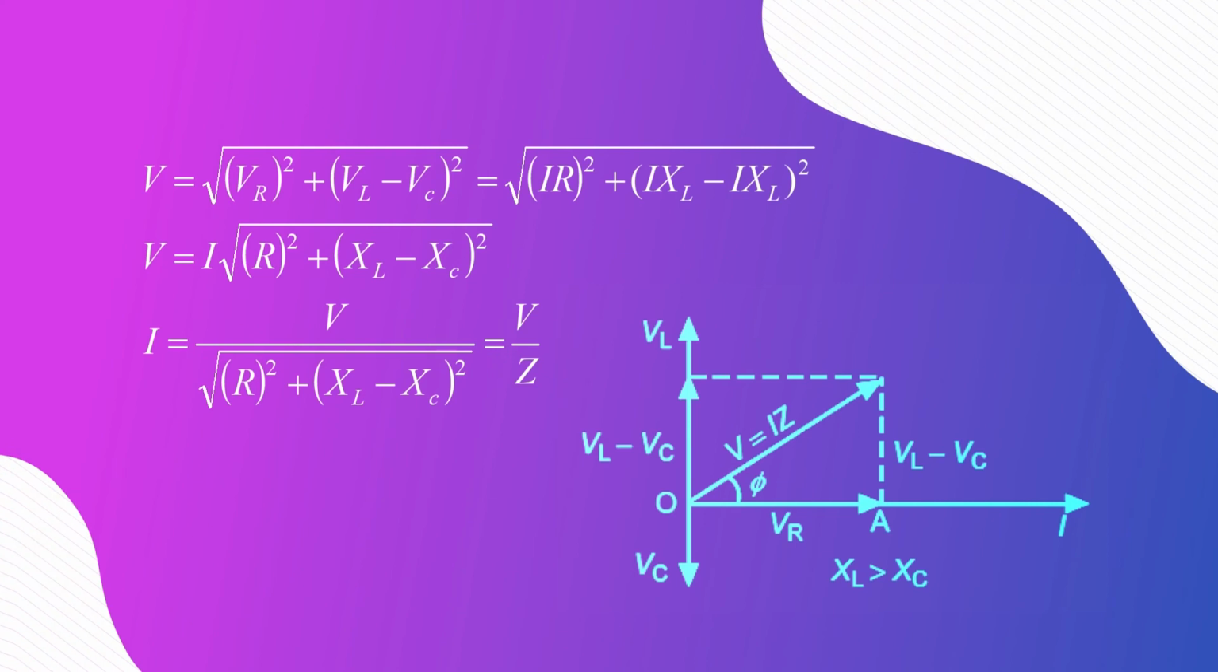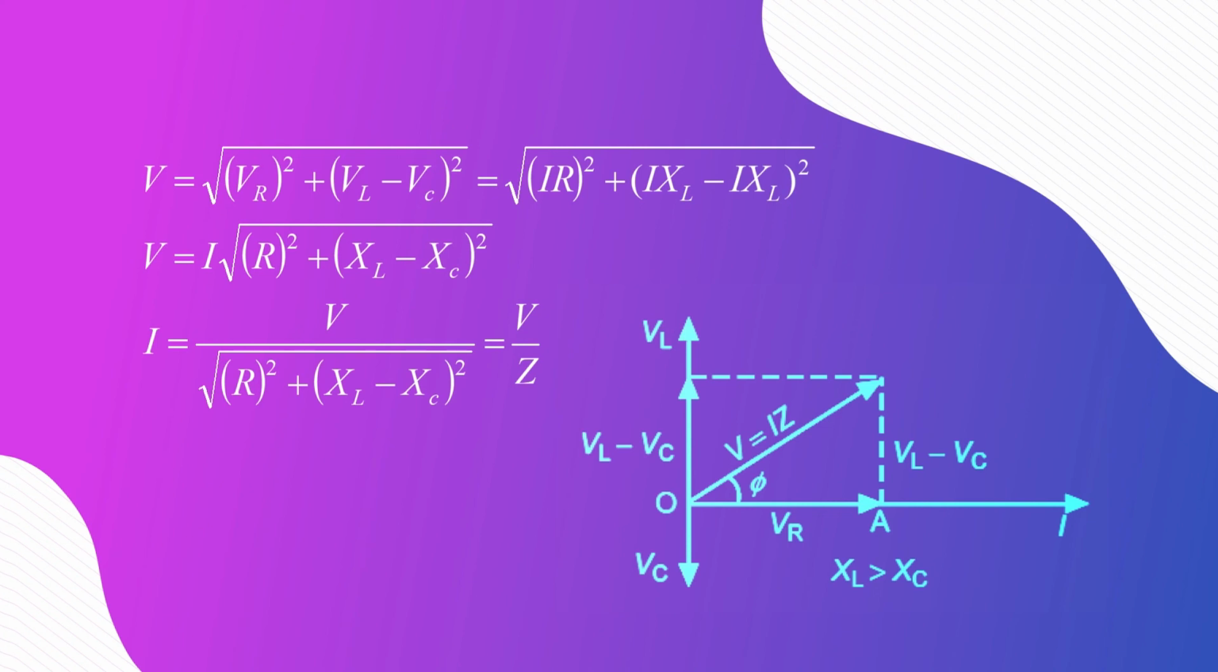Now you put the value of VR. The value of VR is equal to what? I into R. And what is the value of VL? VL can be written as I into XL, and VC can be written as I into XC. So this total voltage V across this RLC series circuit can be written as V equal to I multiplied by under root R square plus XL minus XC whole square.